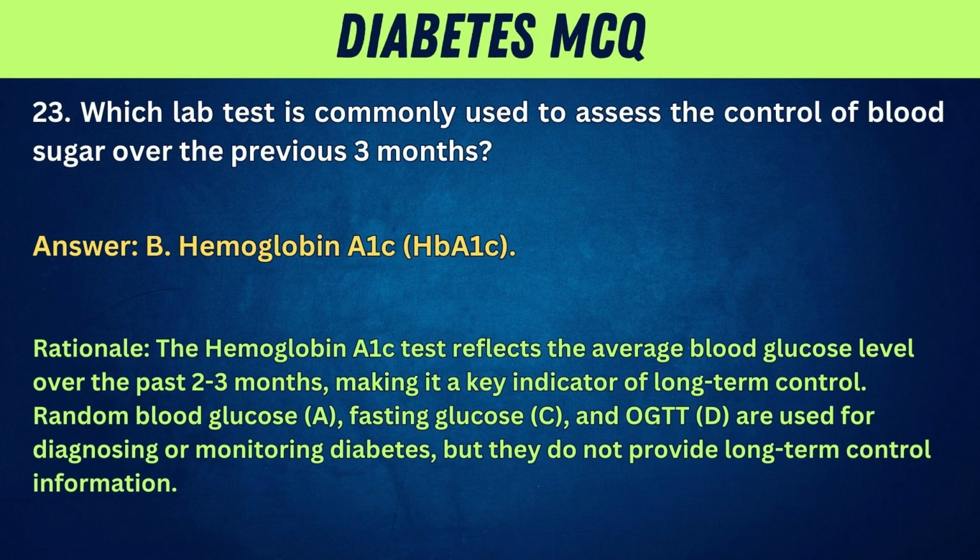Rationale: the hemoglobin A1c test reflects the average blood glucose level over the past 2 to 3 months, making it a key indicator of long-term control. Random blood glucose, A, fasting glucose, C, and OGTT, D, are used for diagnosing or monitoring diabetes, but they do not provide long-term control information.